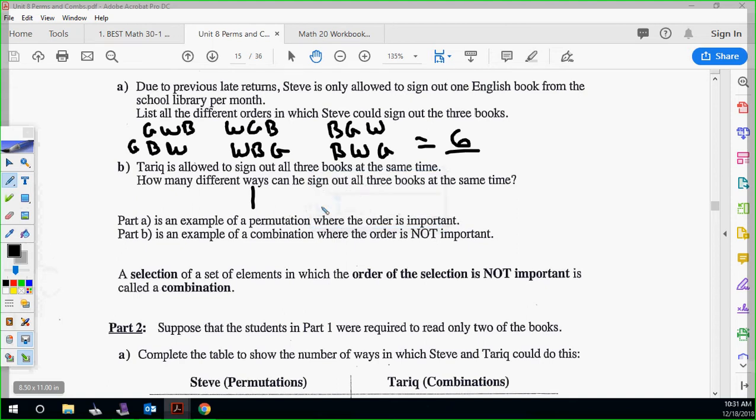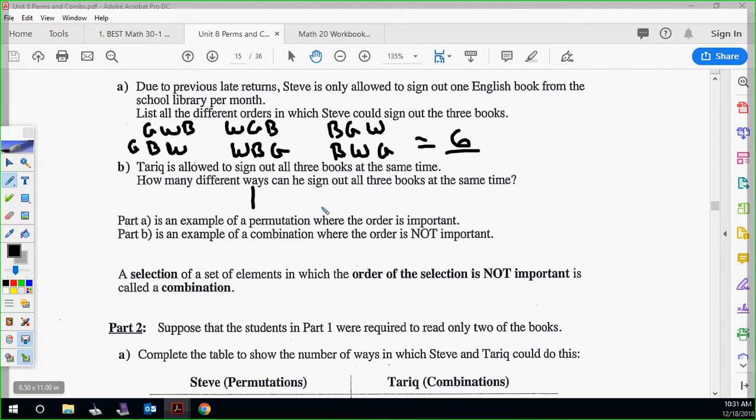Part A is an example of permutation where the order is important. Part B is an example of a combination. So here's the point: the order matters in Part A because he has to select them in a specific order because he's got limitations. In Part B, he can check out all 3 at the same time. It does not matter the order in which he receives all 3 because he'll have all 3. So these are the examples that differentiate between combination and permutation. There's some better examples in this one if you still don't get it.